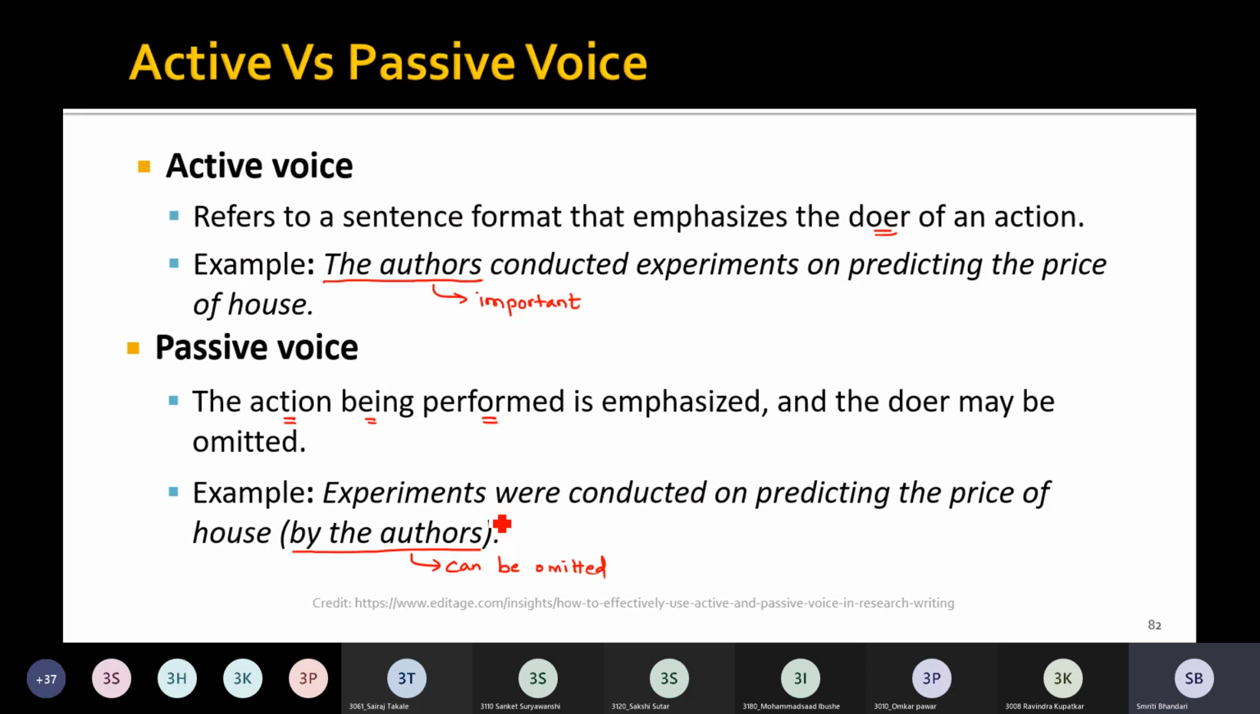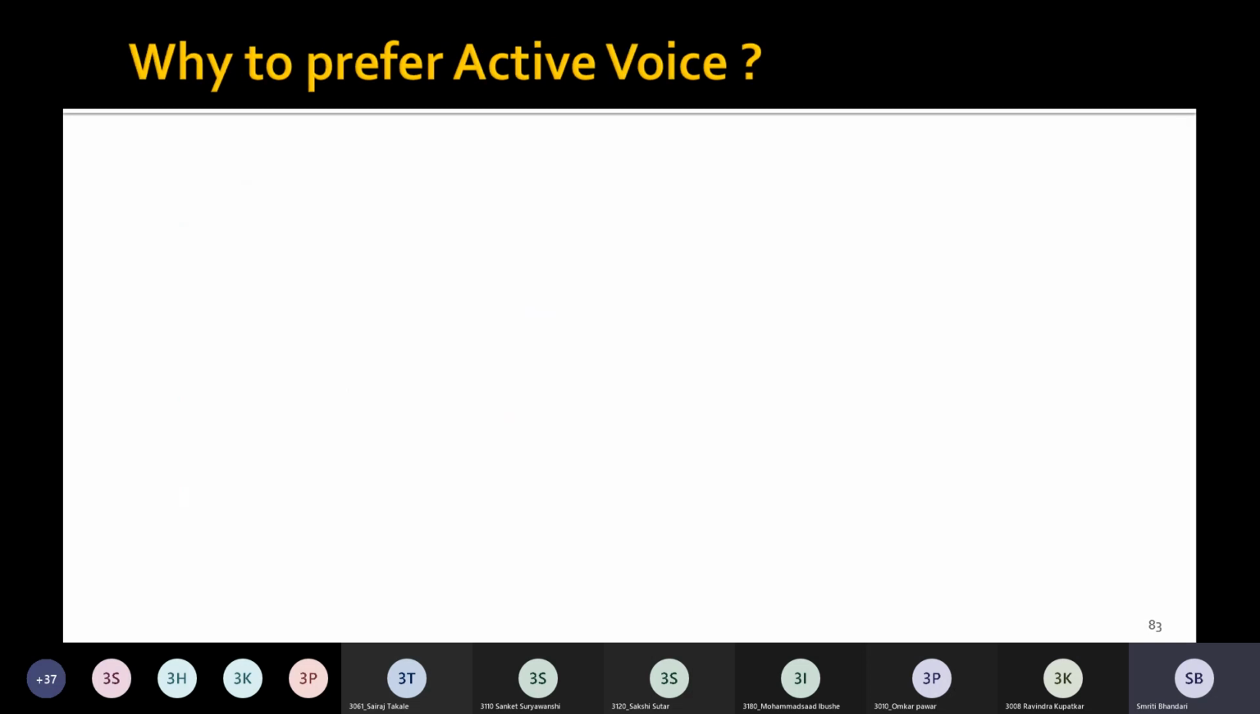So what is the action here? The action is the conduction of experiments, and that is why we are emphasizing the action that is performed. Experiments were conducted. So this is the action, and that we are emphasizing. So the same statement in passive voice is written like, experiments were conducted on predicting the price of house by the authors, or the doers are not important here, and that is why we can omit that. So this is the difference between active voice and passive voice. Now, with these basics, we are going to see why and when to prefer active voice and when to prefer passive voice.